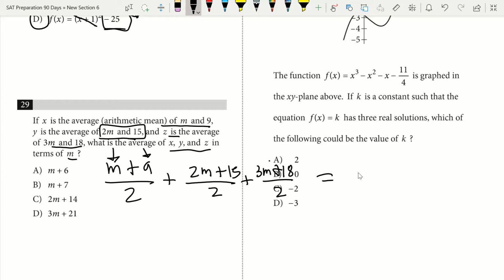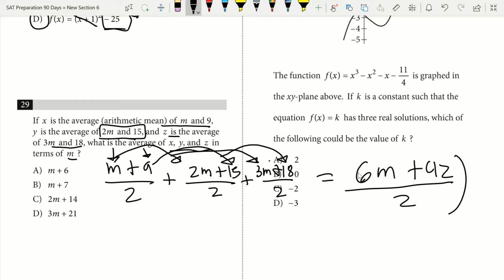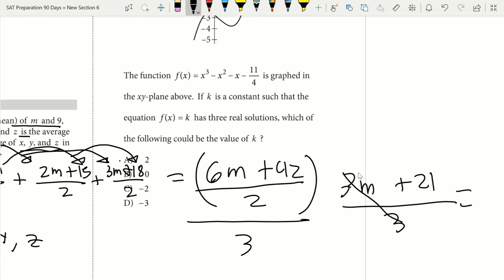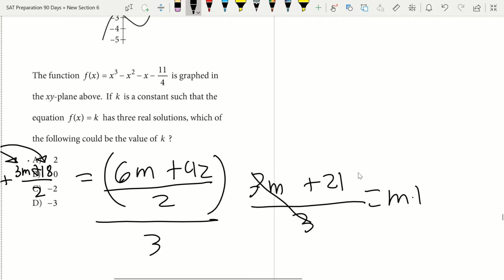Now we go ahead and we add these. So we have an m here plus 2m, that gives me 3m, plus 3m here, that's going to give me 6m. Next, I have a 9 plus 15, that gives me 24. 24 plus 18, that gives me 42. Now that's all split over 2, but then we also have to divide that by 3 because we had the x term, the y term, and the z term. So we have to divide that by 3 terms as well. So (6m + 42) over 2 is going to give us 3m plus 21. Then we divide that by 3, and that's going to give us m plus 21 over 3, which is 7. So m plus 7 will be our answer there, m plus 7.